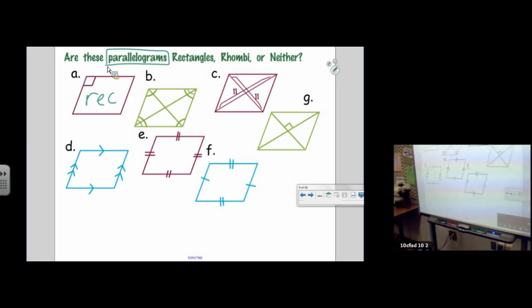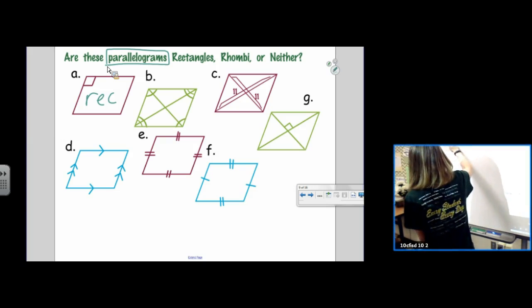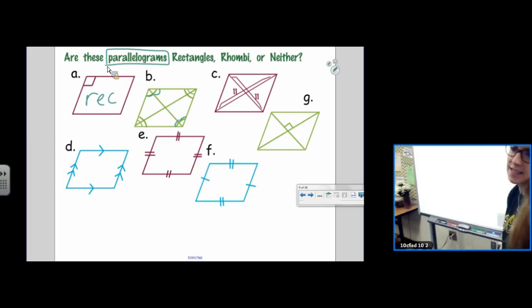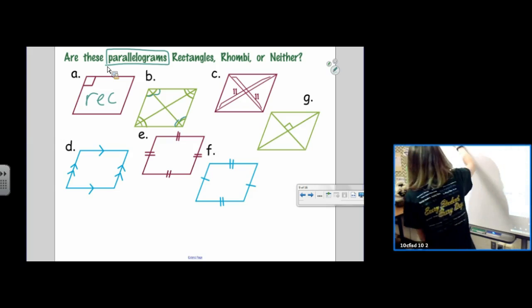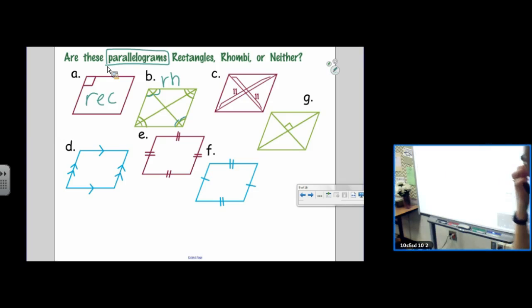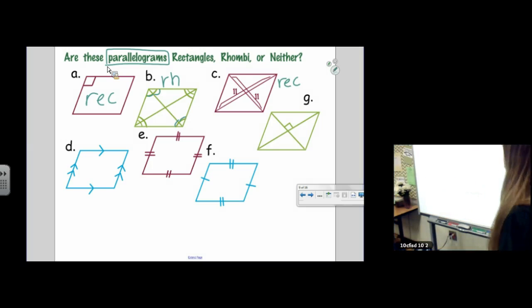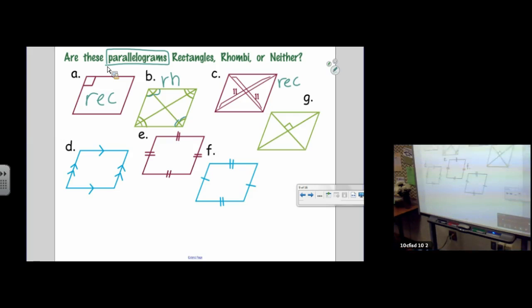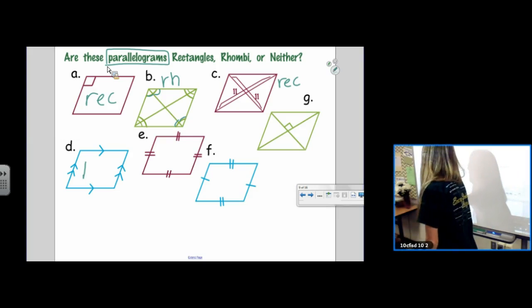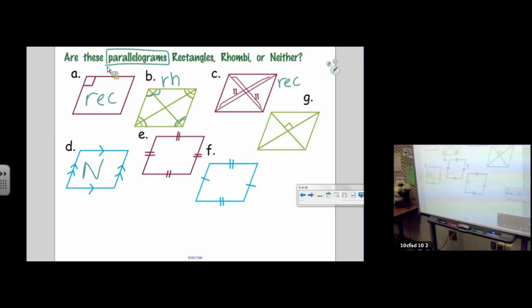What about B? And those are congruent marks. Okay, so it's a parallelogram and the diagonals are bisecting the angles. Yep, it is a rhombus. What about C? It's a parallelogram with congruent diagonals. It is a rectangle. Yep. What about D? D's a neither, right? D's a neither because it's just a plain old parallelogram. What about E?